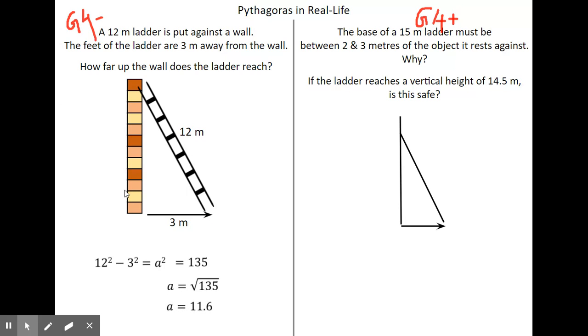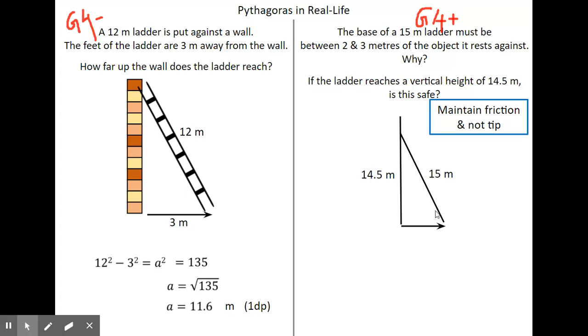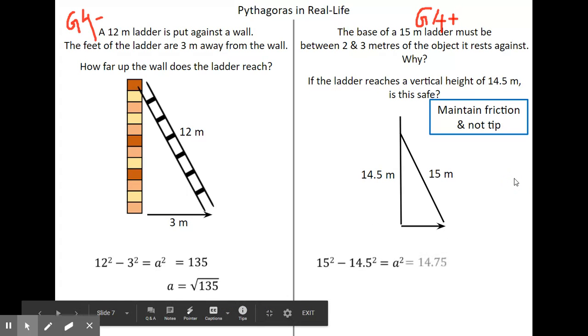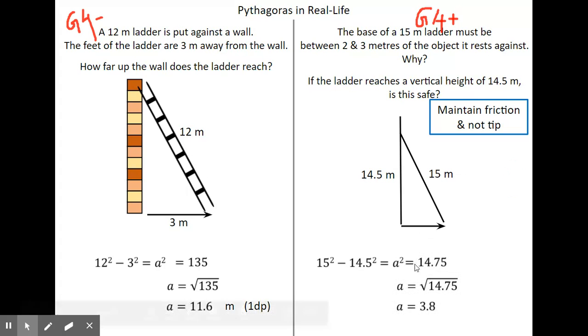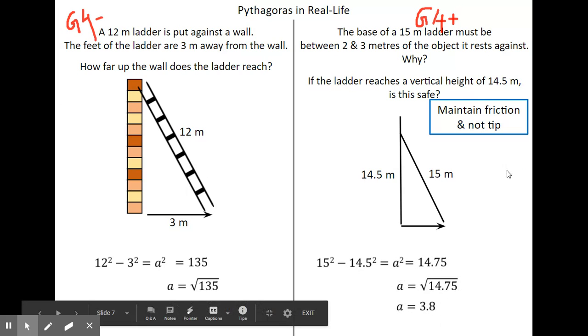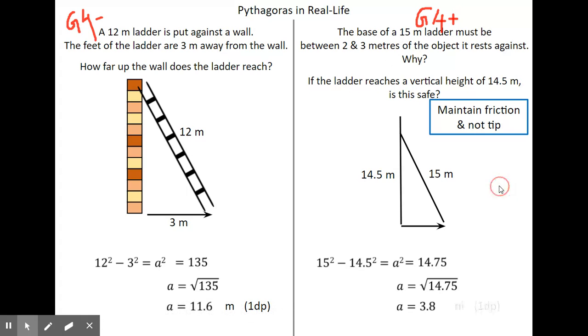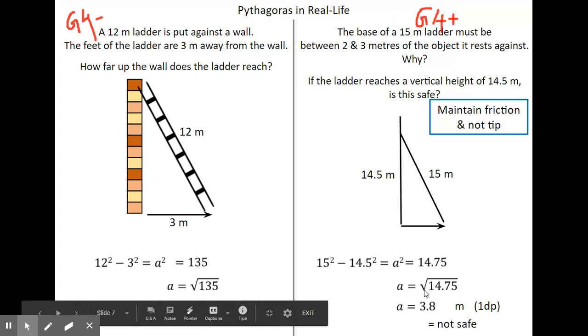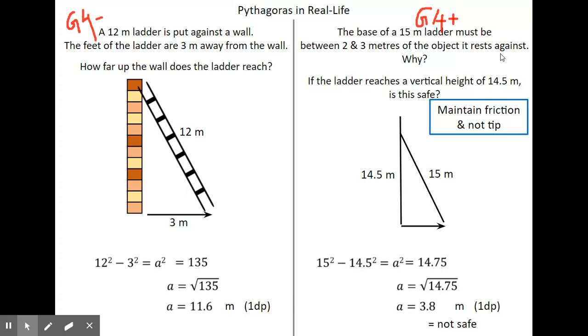Notice we're trying to find one of the shorter sides, hence we subtract, and you can see the right angle triangle. A tricky question as the height of the wall is provided. The length of the ladder is 15 meters. We are trying to calculate the base. And we found out the base is 3.8 meters. It's not safe because the base has to be between 2 and 3 meters from the object it's rested against. It's important to answer the reasoning part of the question.